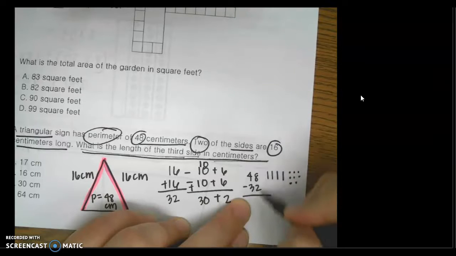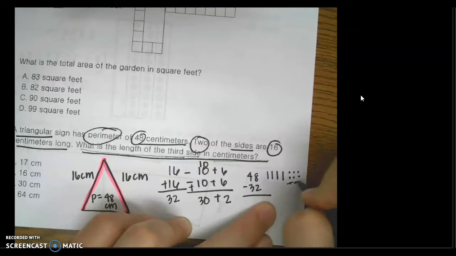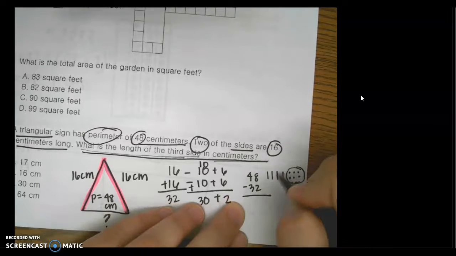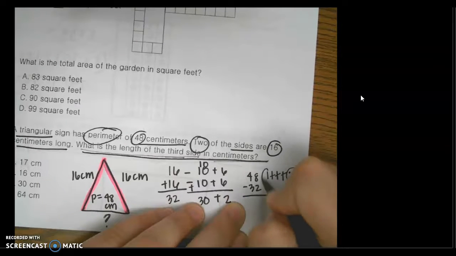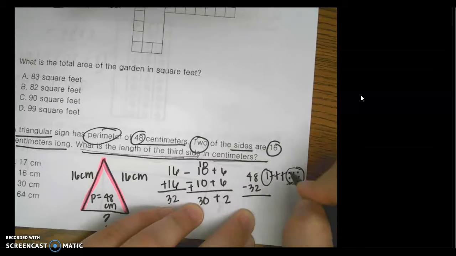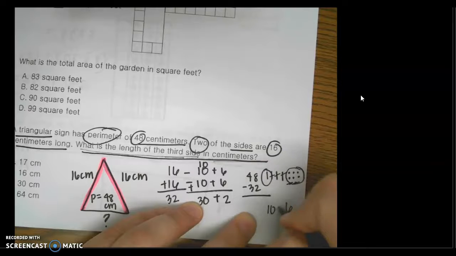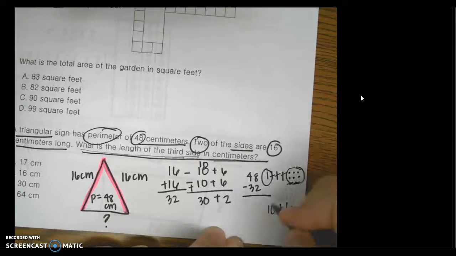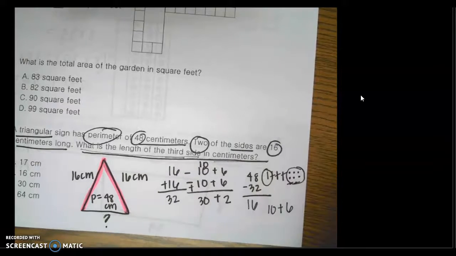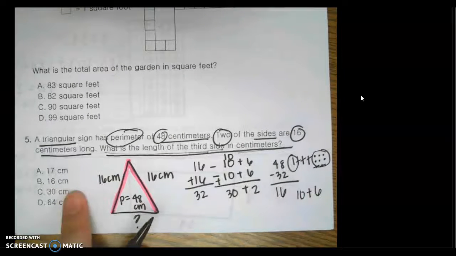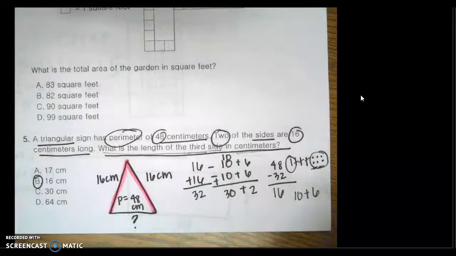I'm going to start with my ones place. Take away 2 ones. And then I'm going to take away 3 tens. I am left with 1, 2, 3, 4, 5, 6, and 1 ten. 10 plus 6 is 16. So the missing side length is 16 centimeters, okay?